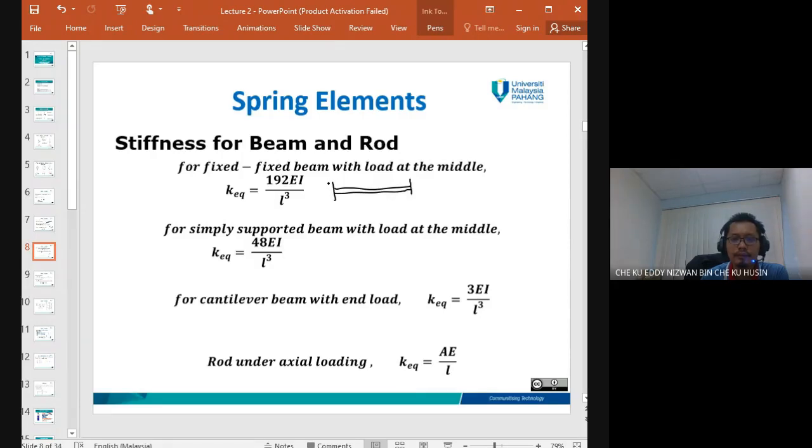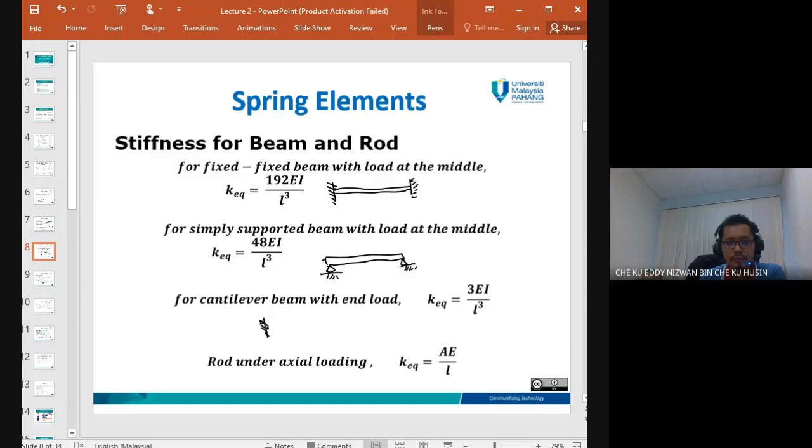Okay, then this is fixed, and this one is simply supported. So simply supported, it either has a roller here or a pin. Okay, then cantilever beam.